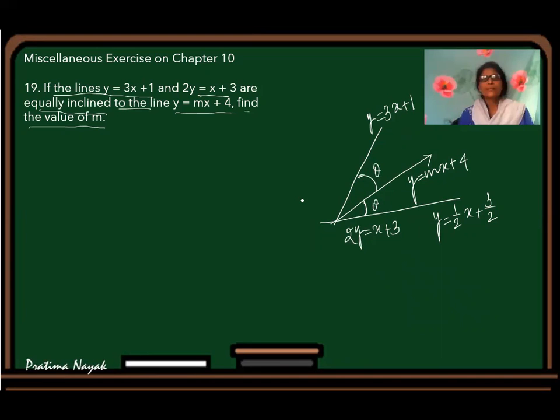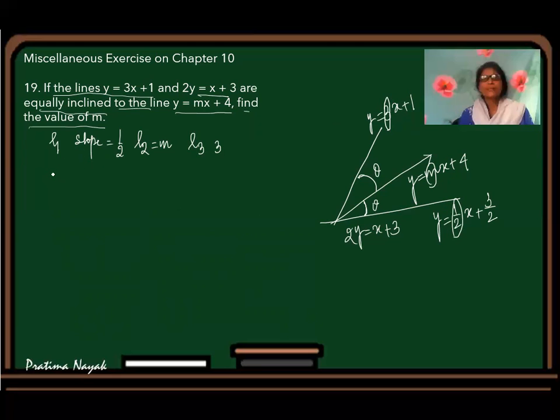Angle between them are equal. So let me write now. What is the slope of the first line? Line 1 slope is half. Line 2 slope is m. L3 slope is 3, m half.